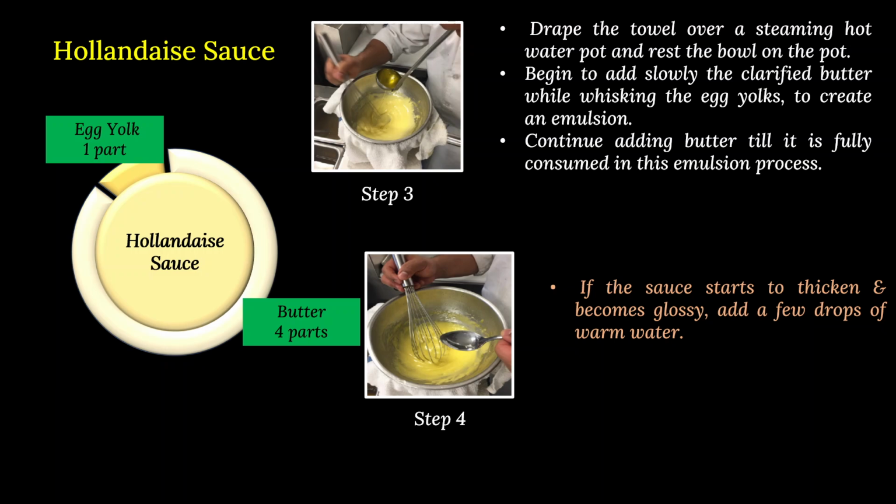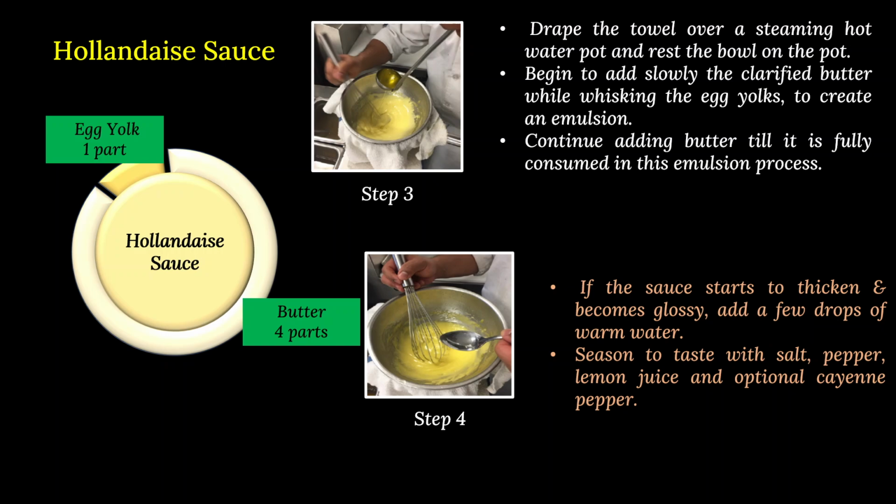If the sauce starts to thicken and becomes glossy, add a few drops of warm water. At this stage, if you find that the mixture is becoming very thick, fluffy and glossy, then you can add a little warm water so that the sauce will thin down a little bit and it will be easy to add further clarified butter as per the proportion into the mixture.